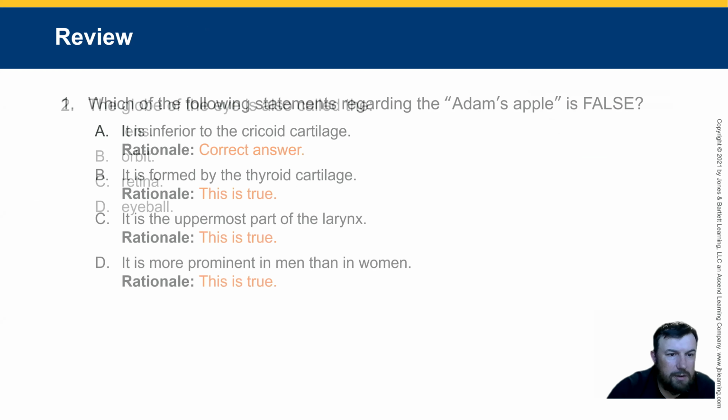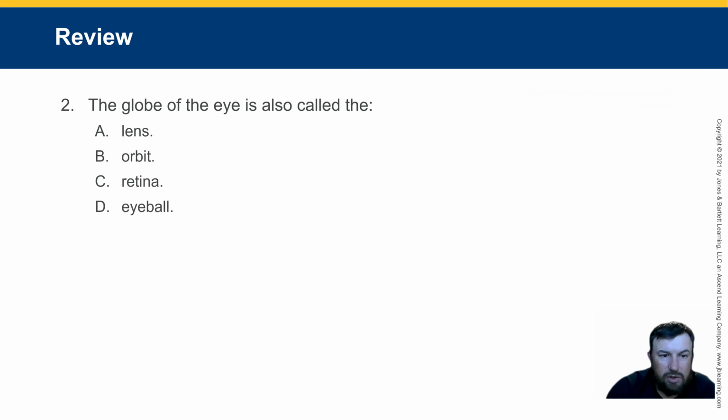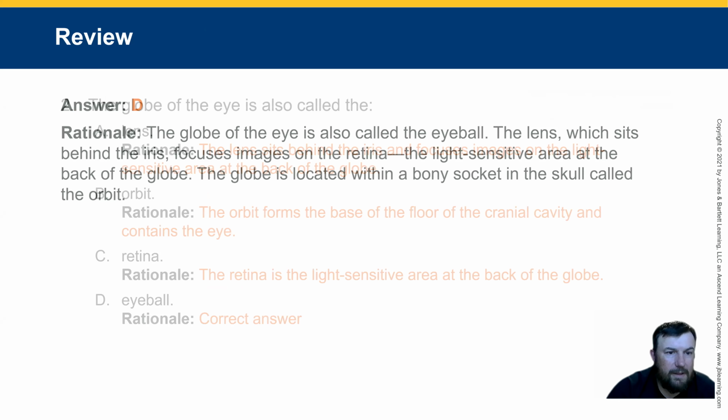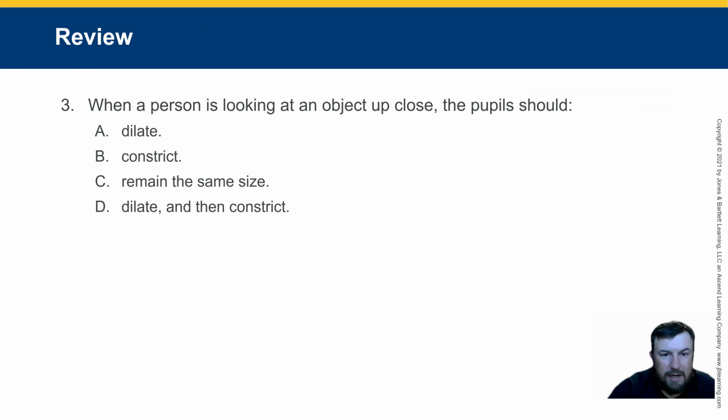Moving on. The globe of the eye is also called, this one should be pretty simple, the eyeball. When a person is looking at an object up close, the pupil should constrict. The answer is B.